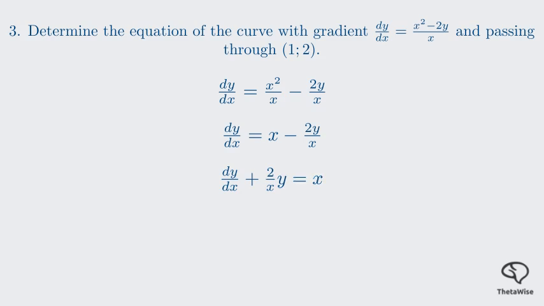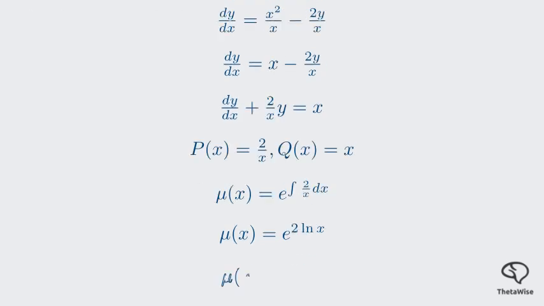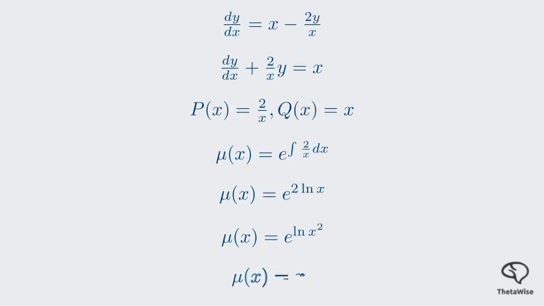From here, it's the same process we've used before. P(x) is 2 over x and Q(x) is x. The integrating factor is e to the integral of 2 over x dx, which is e to the 2 ln x. Using log rules, this is e to the ln of x squared, which simplifies to x squared.